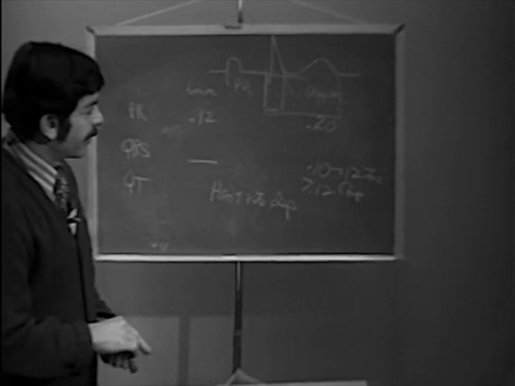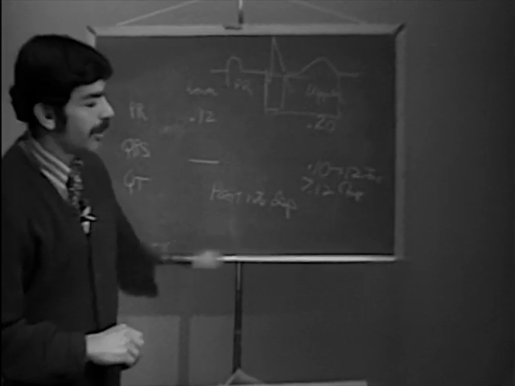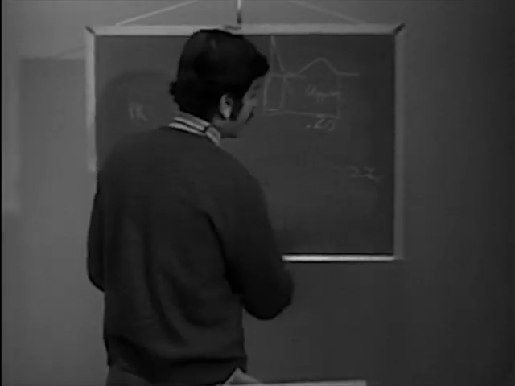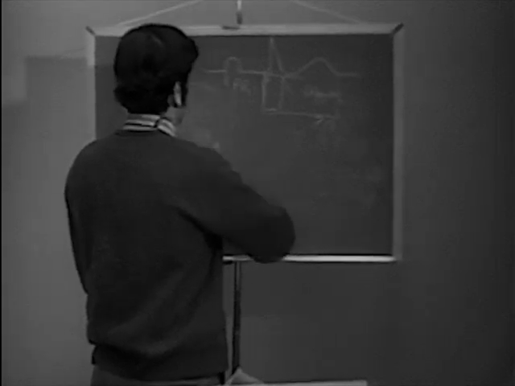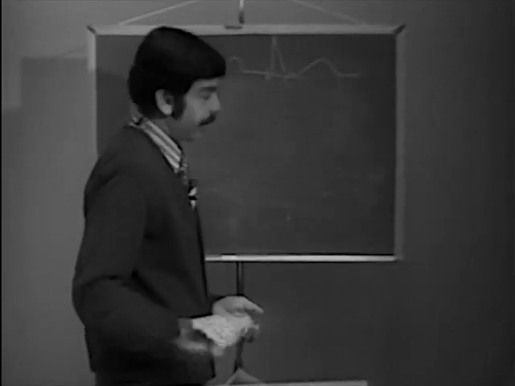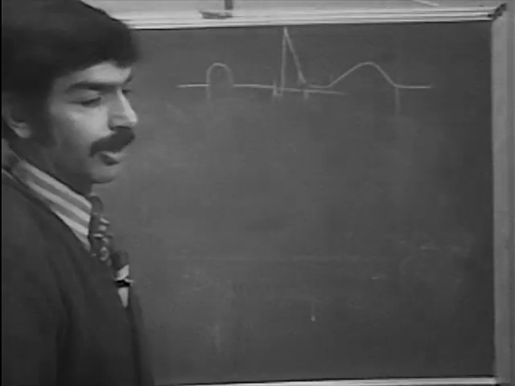Now there's another area in the normal electrocardiogram that we haven't talked about, which I should mention briefly at this point. And that is this area from the end of the QRS to the beginning of the T wave, called the ST segment.